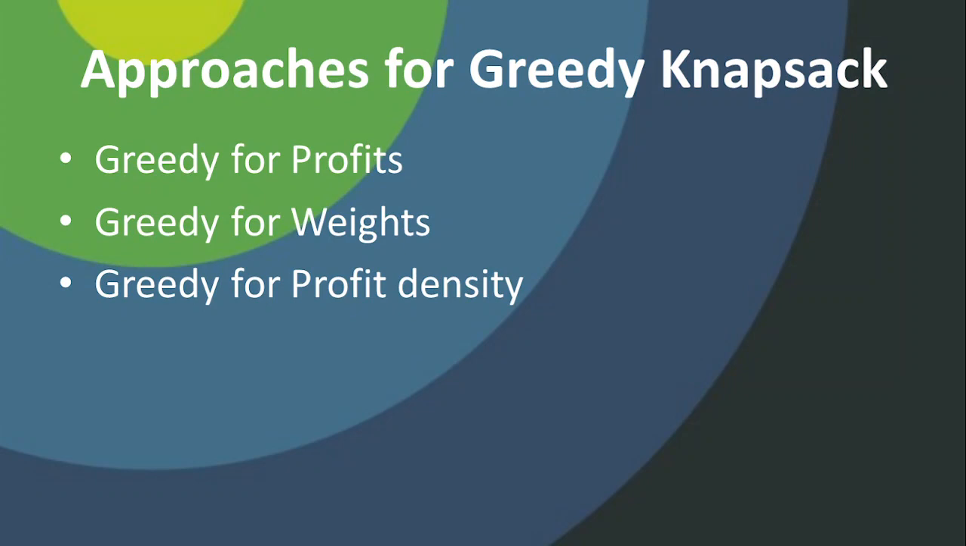So these are the various approaches for greedy knapsack. First is greedy for profit. See, when we are greedy for profit, we try to select the items which have higher profit first. Greedy for weight: in this, we try to maximize the number of items which can be placed in the knapsack. And greedy for profit density: here, we pick the element which has the highest profit per unit weight, that is the profit by weight value, so that we can get the best result. Now let us see them one by one.